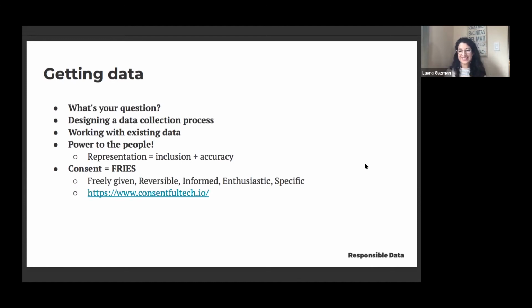Jumping back, designing a data collection process can also mean working with existing data. So talking to peer organizations or seeing what publicly available information is out there can also be part of this process. And it can, depending on, of course, validating the data that you get externally and all of that, it can actually make the process of getting data a bit easier.